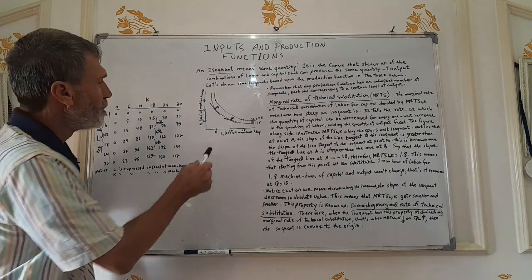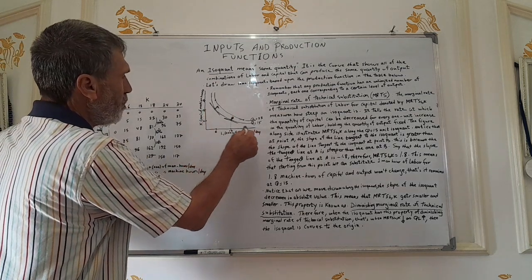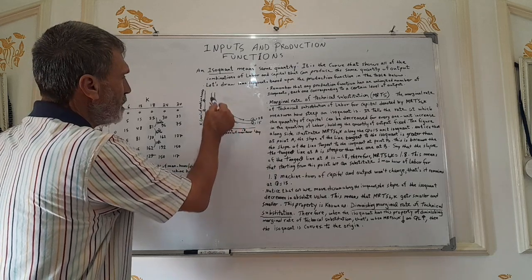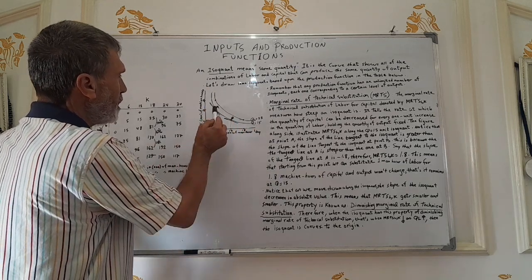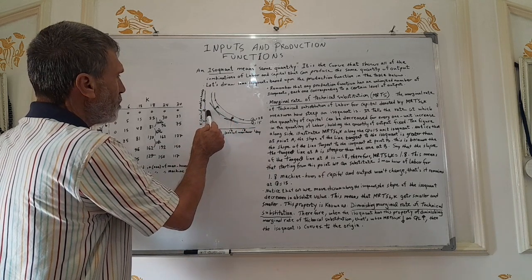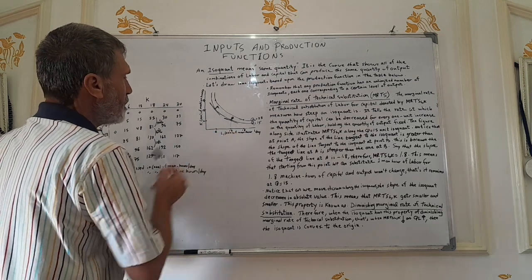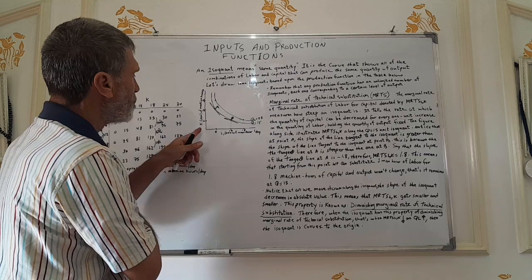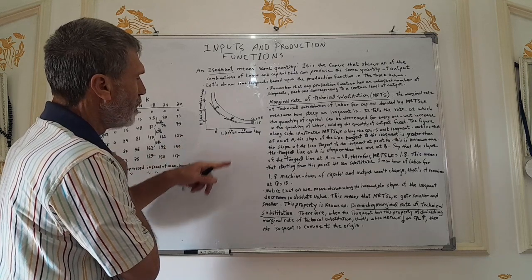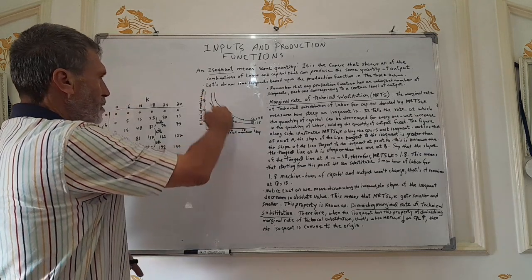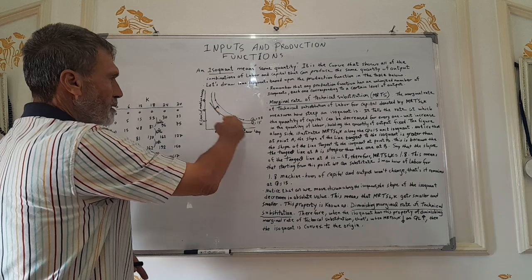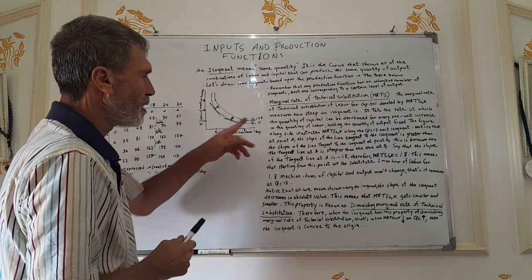So here we can draw the isoquant. As you can see, at point A, we have 12 units of capital and 6 units of labor. At point B, we have 6 units of capital and 12 units of labor. And when we draw this, we get the isoquant, so Q1 equal 15 isoquant.